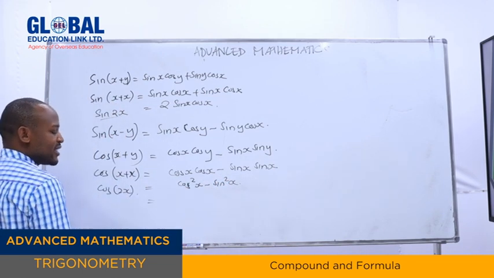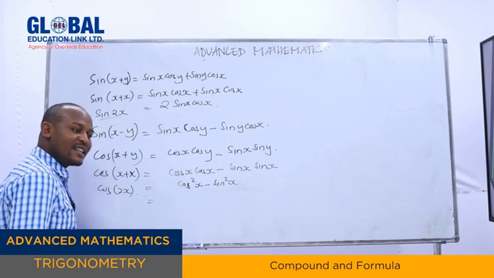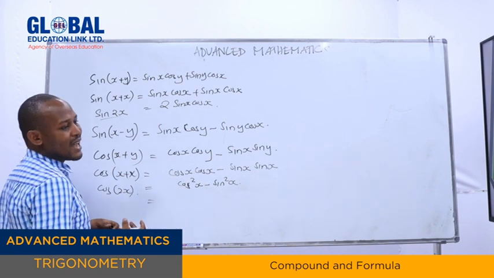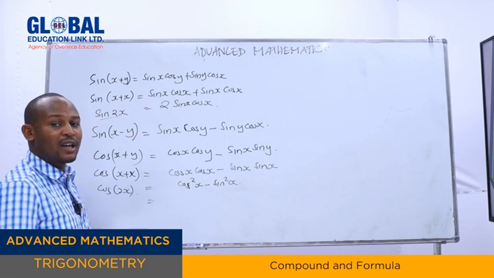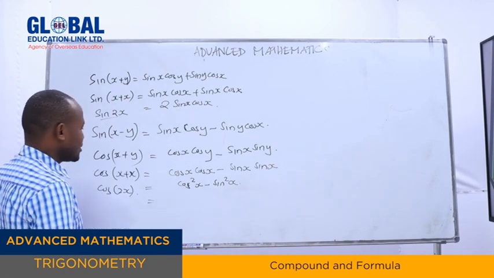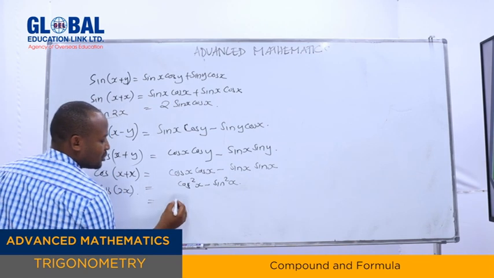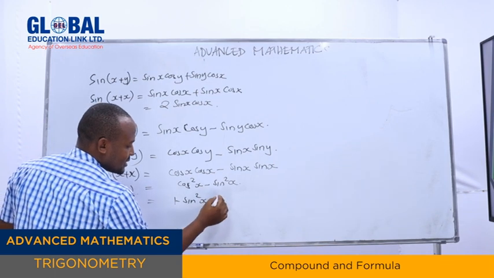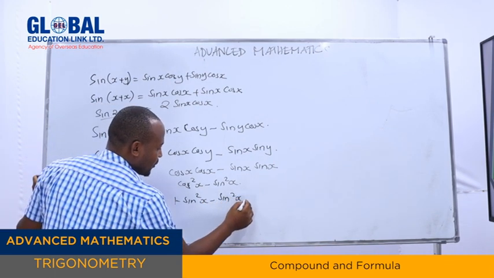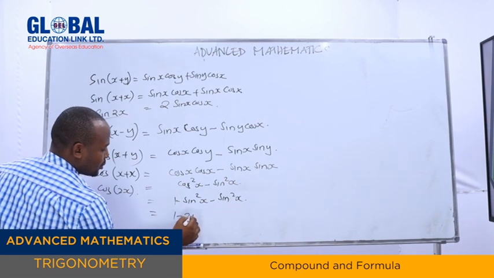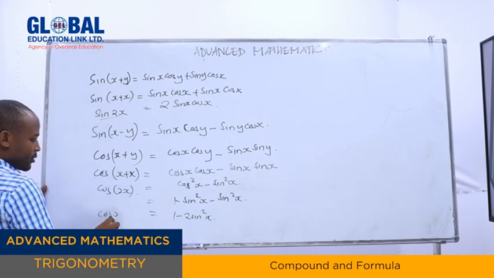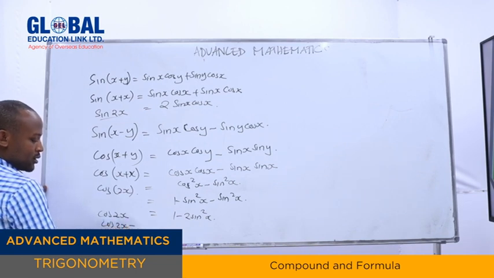You can simplify that the way you like, by use of Pythagorean identities, and use those identities in different kinds of questions and situations. For example, we can go further. Using the Pythagorean identity from the last lesson, cos square x equals 1 minus sin square x, so this becomes 1 minus 2 sin square of x, which equals cos 2x.